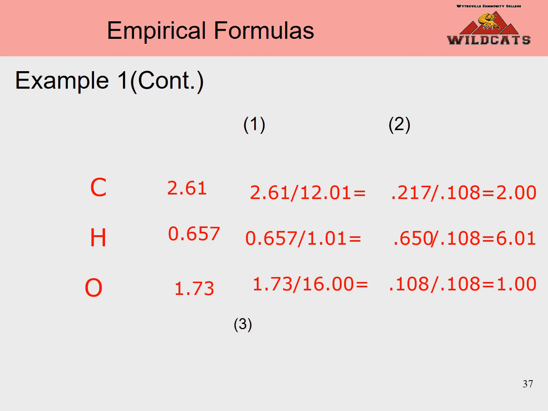Remember, the empirical formula is the simplest whole number ratio. So looking at this, you would probably assume that the carbon is 2, hydrogen is 6, and oxygen is 1, and you would be absolutely correct. So our empirical formula is going to be C2H6O for this compound.